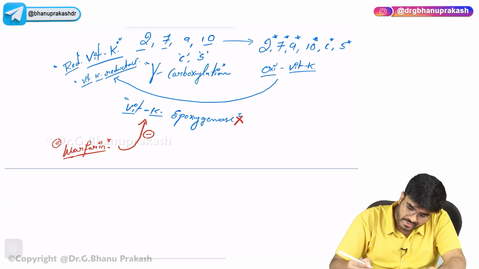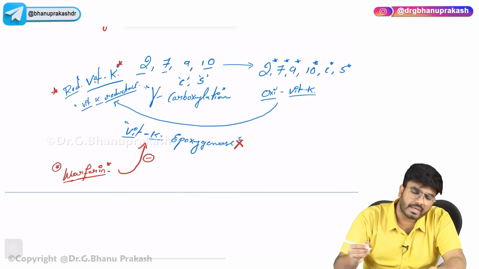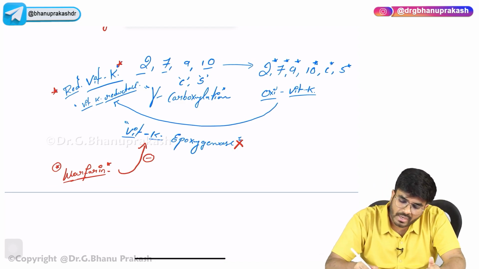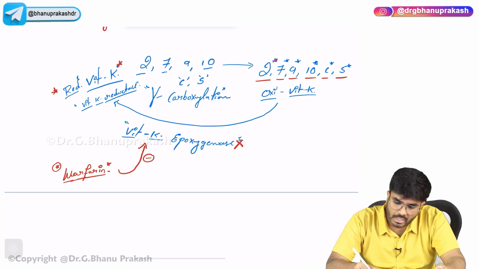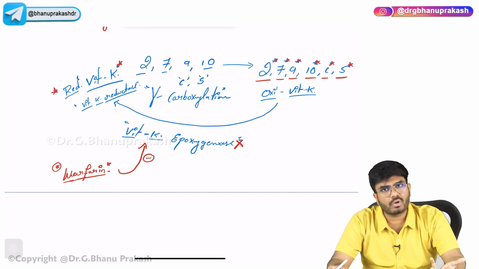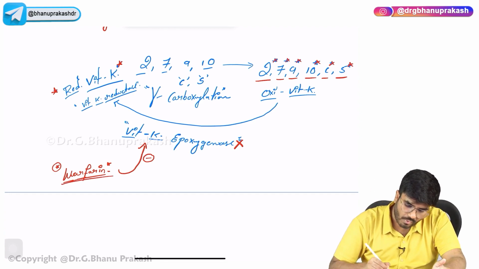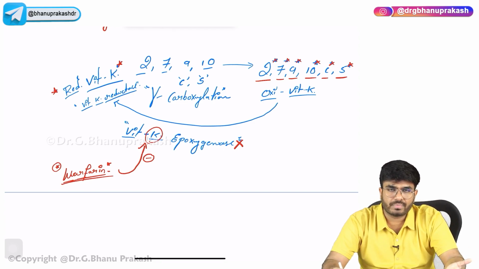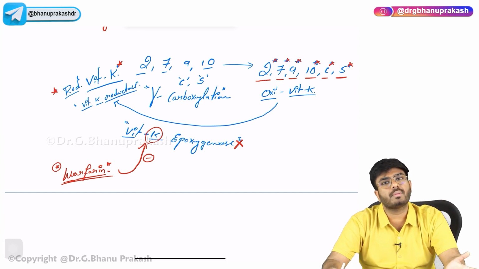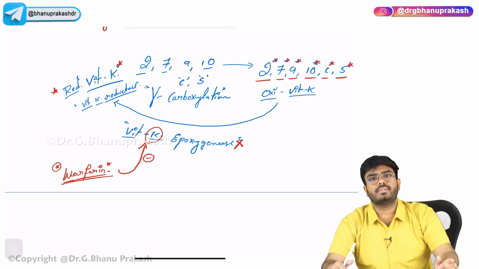When this enzyme is inhibited, do you think the reduced vitamin K is regenerated back? No, it's not available. So what happens to the activation of 2, 7, 9, 10, protein C and protein S? Gamma carboxylation is not happening, so these factors are not activated. Without these factors, clotting will not happen. I used to remember warfarin like war, where killing will happen. Warfarin inhibits reduced vitamin K production, so no activation of 2, 7, 9, 10, and without 2, 7, 9, 10 there is no clotting. So it's an anticoagulant.